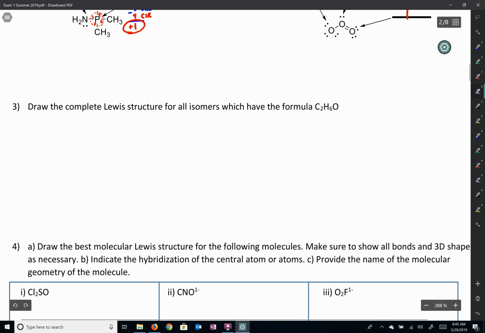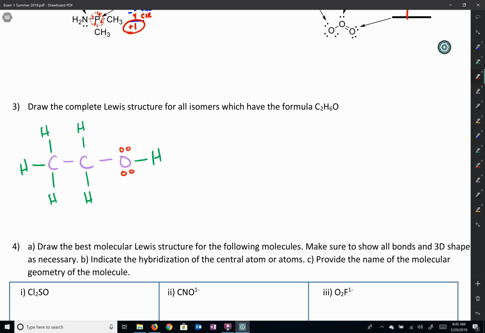Okay. We can start with maybe the first one to think of, where we just tether all of our carbons and our oxygens together, and then we just can come back, fill in our hydrogens. There's our 6 hydrogens. And then we fill in our remaining lone pairs, okay?